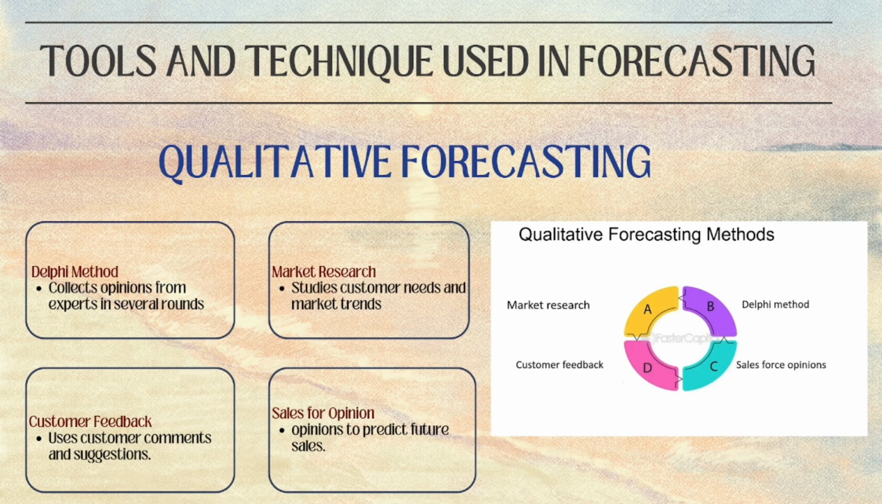For qualitative forecasting, we have 4 methods. First, the Delphi method, which is to collect opinions from experts in several rounds. Second, market research, which studies customer needs and market trends. Next is customer feedback, which uses customer comments and suggestions. Lastly, sales force opinion to predict future sales.